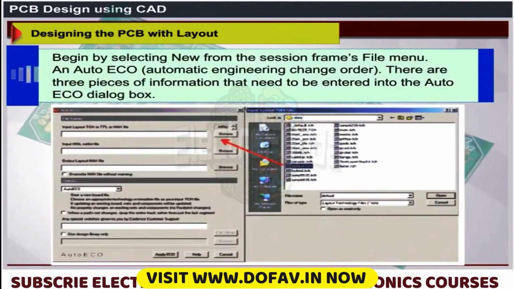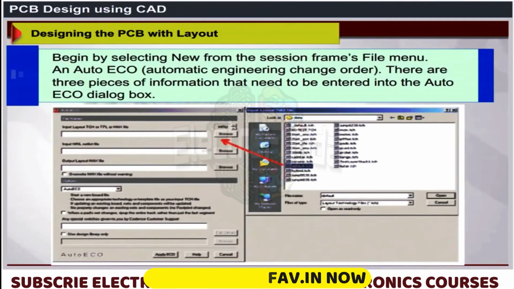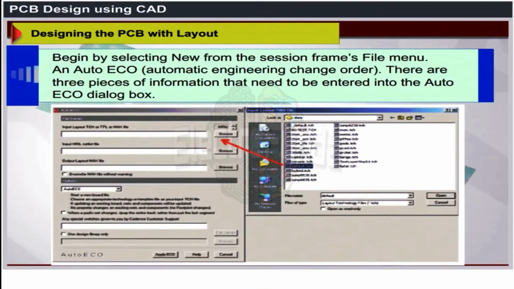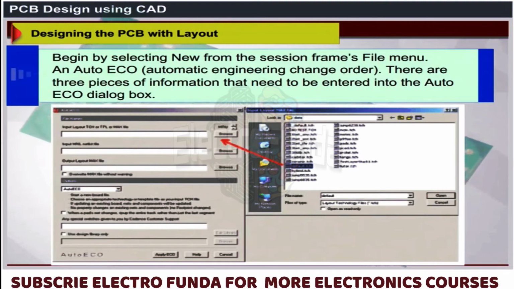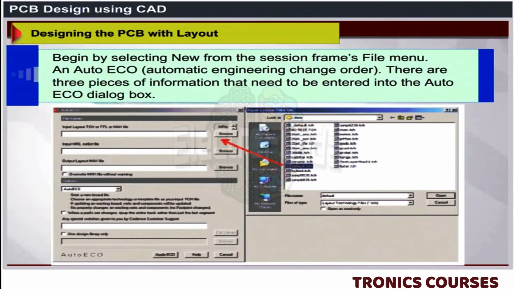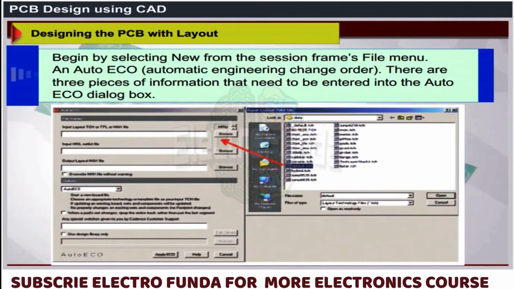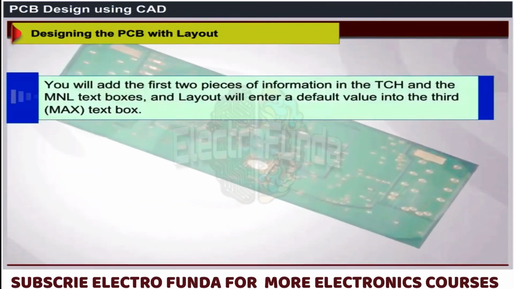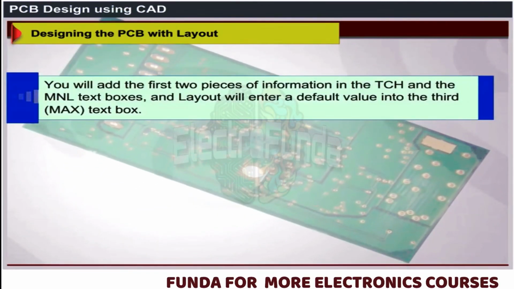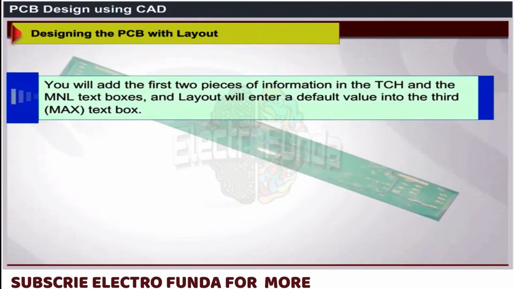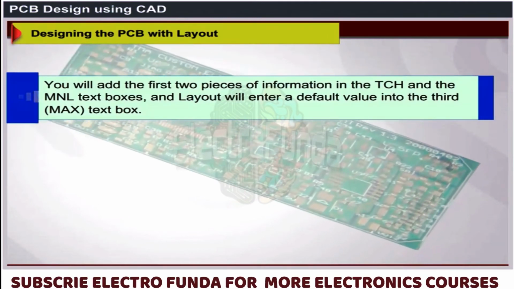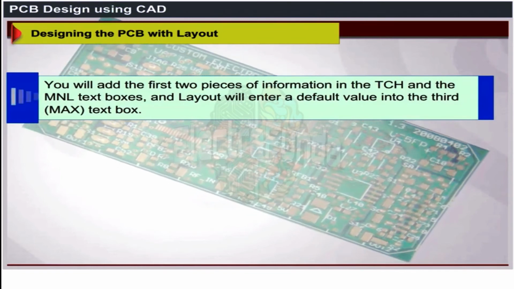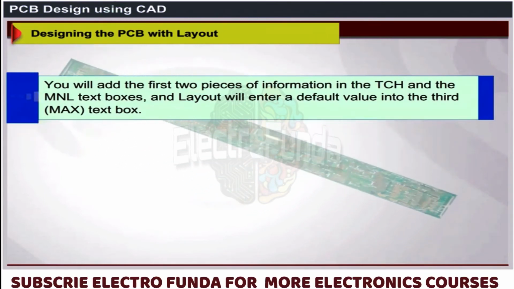Begin by selecting the new from the Session Frames file menu. In AutoEco, Automatic Engineering Change Order, there are 3 pieces of information that need to be entered into the AutoEco dialog box. You will add the first 2 pieces of information in the TCH and the MNL text boxes, and Layout will enter a default value into the third max text box.